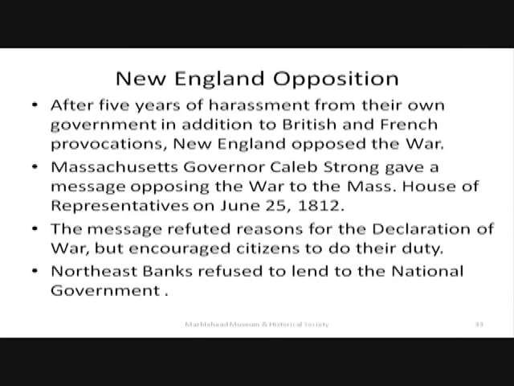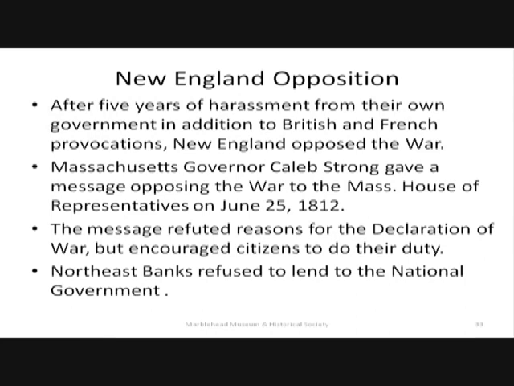As far as New England, 5 years of harassment from their own government, in addition to what they were getting from the British and French, didn't make New England happy. They knew that it was going to be even worse if we went to war, and they opposed it. The Massachusetts governor, who was a Federalist, named Caleb Strong, was another veteran of the Revolution. He was in his early 70s, along with a lot of the other veterans of the Revolution.